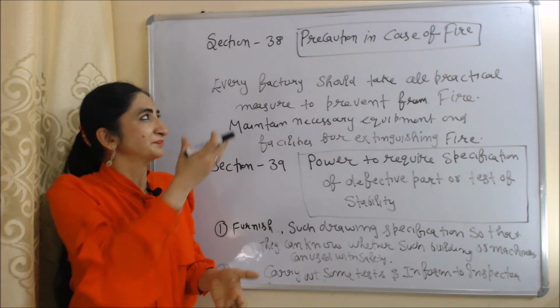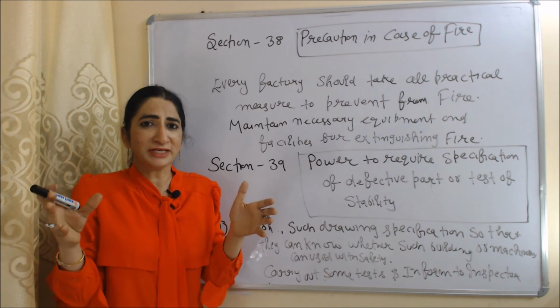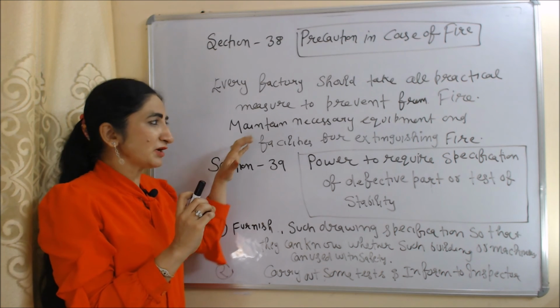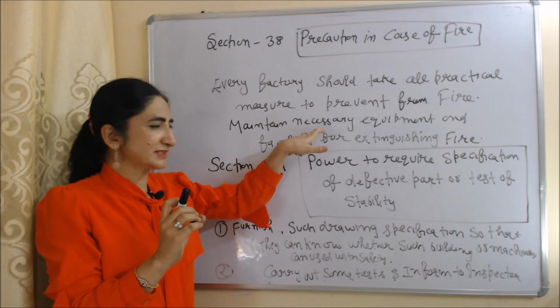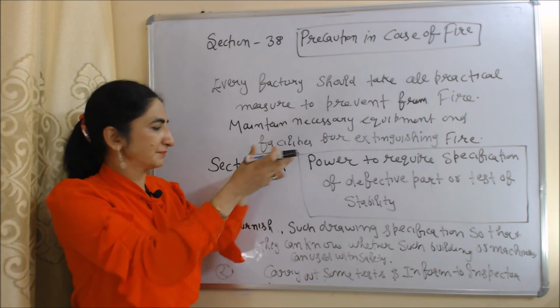Section 38, precaution in case of fire. Every factory should take practical measures to prevent fire. That's why the factory needs to maintain necessary equipment and facilities for extinguishing fire.